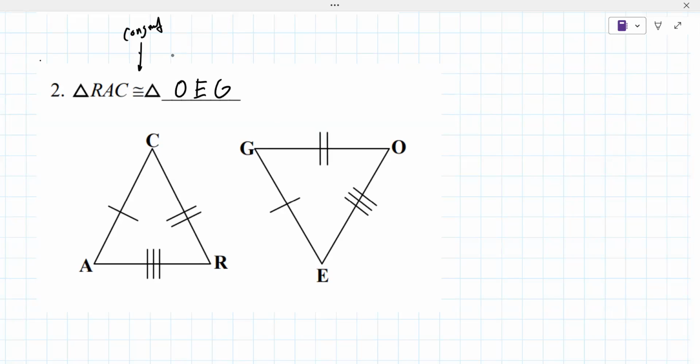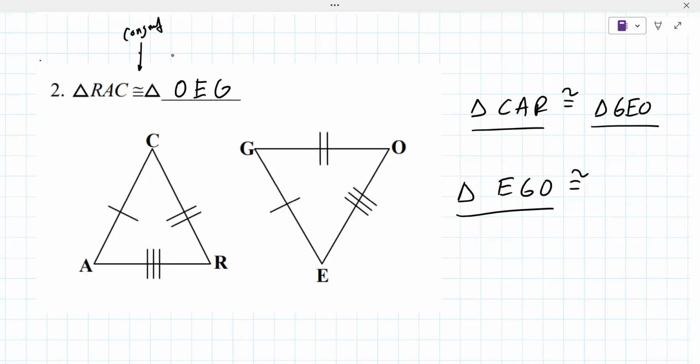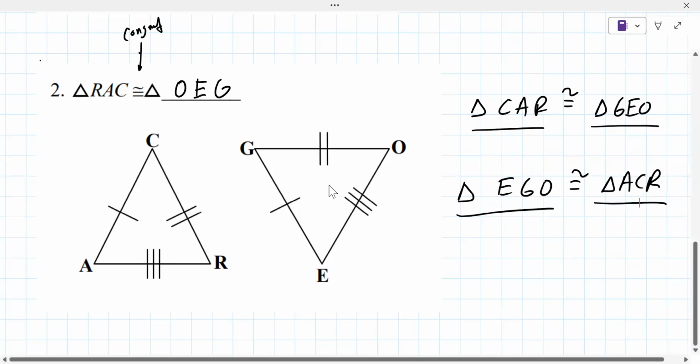Okay. Let's do a few more here. Let's say it's triangle CAR. What is that congruent to? GEO. Triangle GEO. That's correct. How about triangle EGO? What is that congruent to? ACR. Triangle ACR. Good. So the order matters. Absolutely, the order matters.